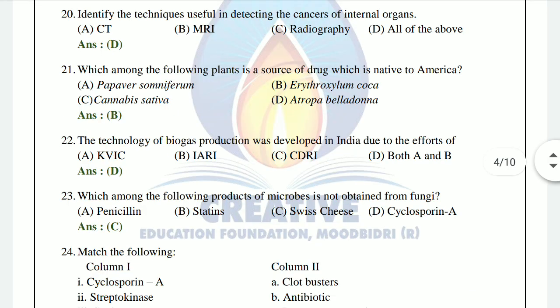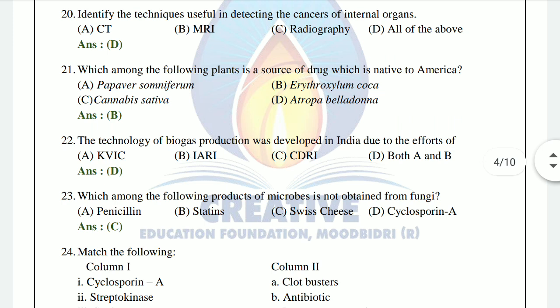Question 20. Identify the techniques useful in detecting cancers of internal organs. The correct option is option D, that is all: CT, MRI and radiography. Question 21. Which among the following plants is a source of drug which is native to America? Correct option is option B, Erythroxylum coca. Question 22. The technology of biogas production was developed in India due to the efforts of. Correct answer is option D, that is both A and B, that is KVIC and IARI.